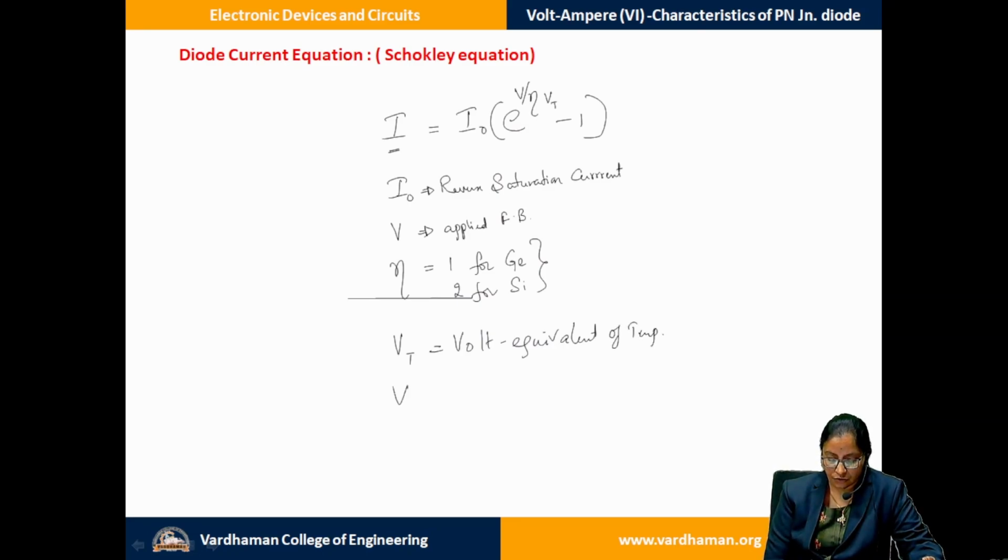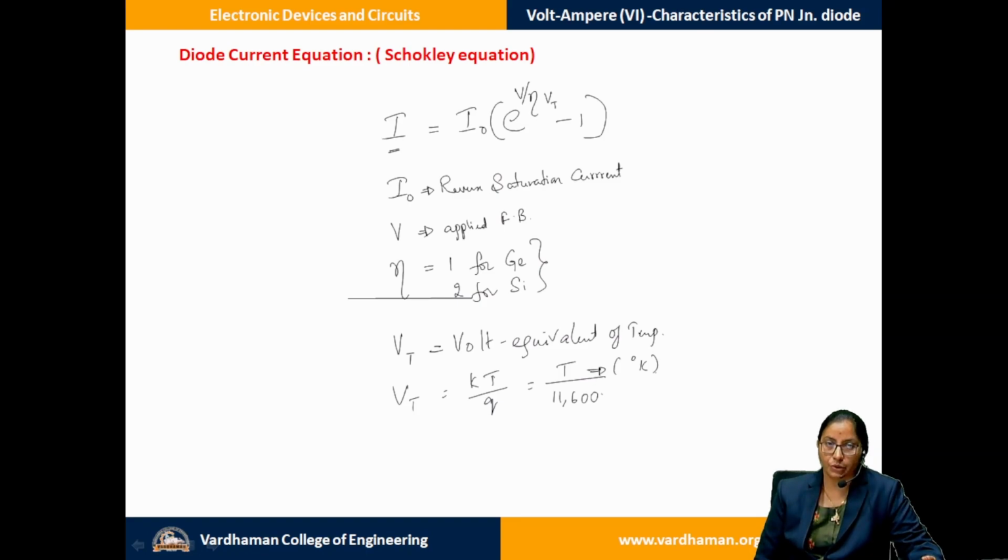And this particular formula is given as kT by Q. When we substitute the Boltzmann constant and charge of an electron, this comes out to be T by 11,600. And do mind, temperature should be taken in degrees Kelvin. By substituting the Boltzmann constant and charge of an electron, we land up with the equation of Vt as T by 11,600.